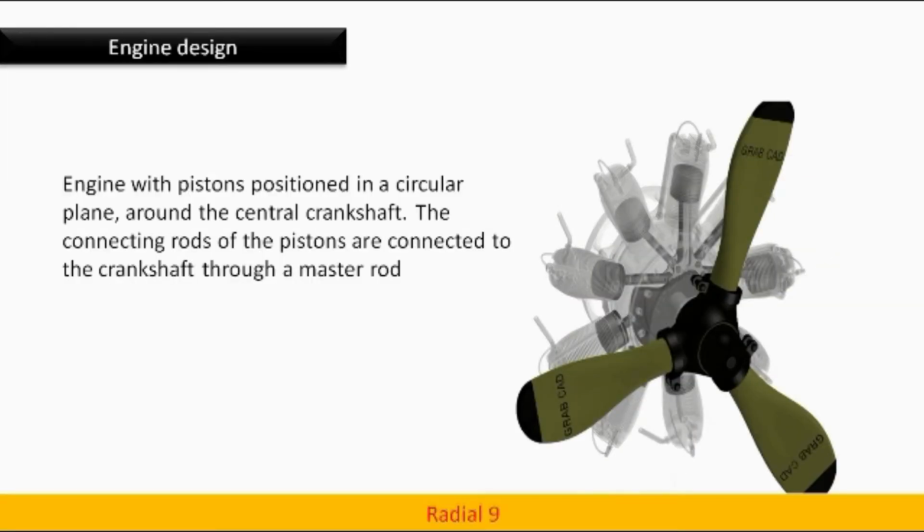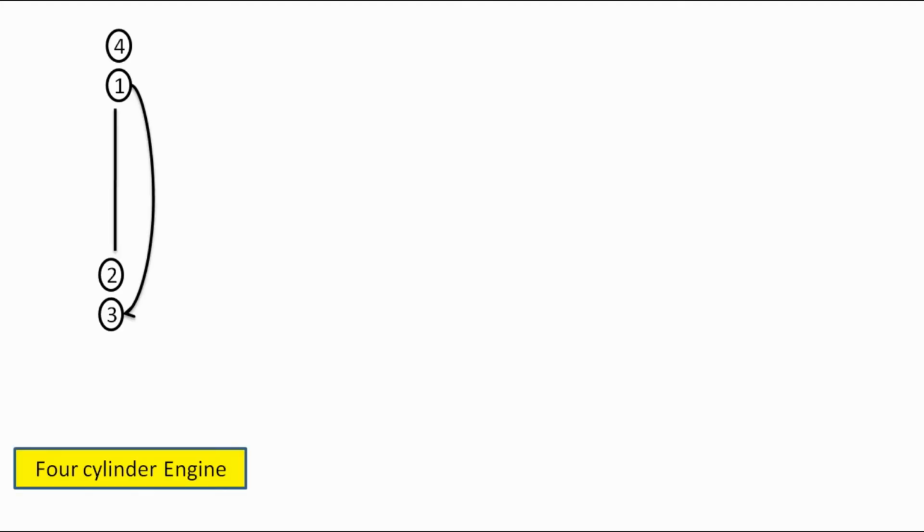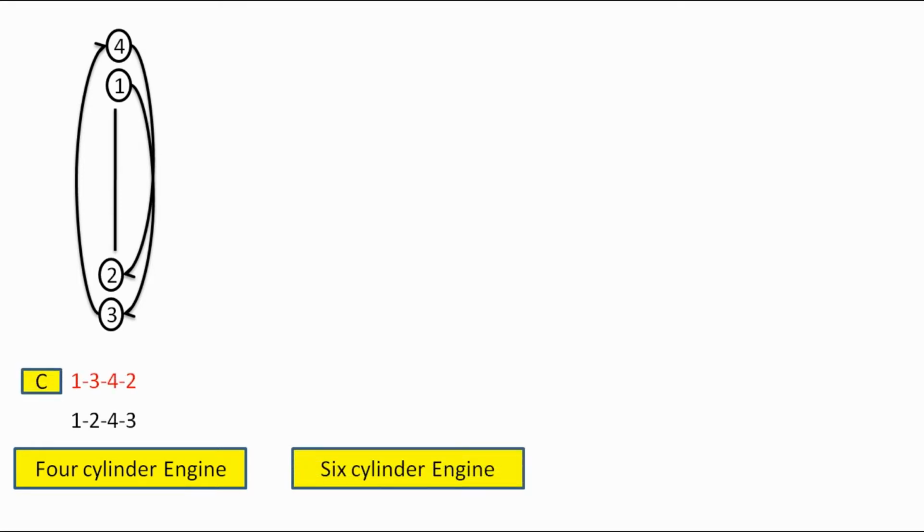There is a trick to remember firing orders. For a 4-cylinder engine, draw a line and draw 1, 2. Next, draw 3 and 4. Then join a line between 1 to 3. Then draw a line from 3 to 4. And the firing order will be 1, 3, 4, 2. And another possible firing order is 1, 2, 4, 3.